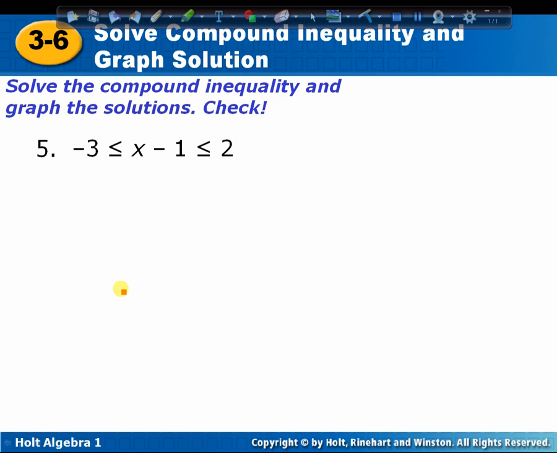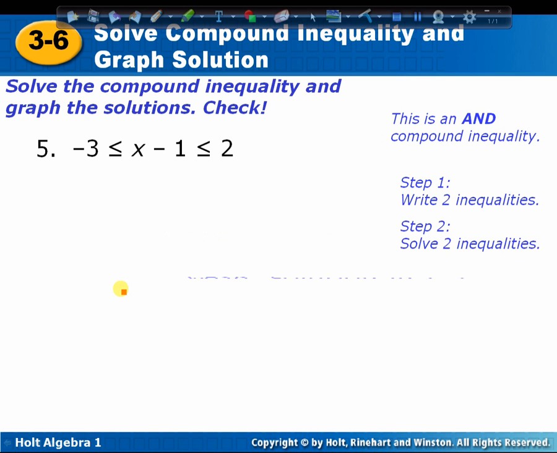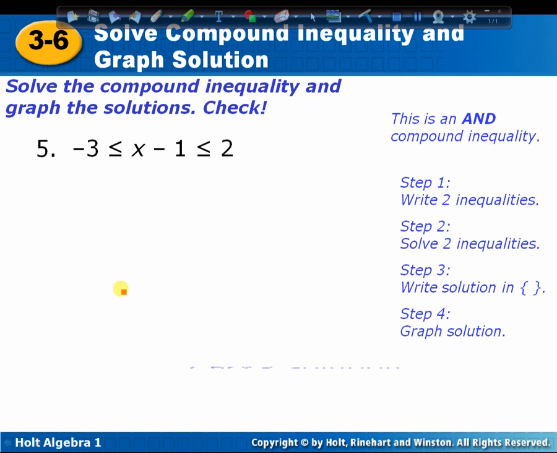So here's number 5. Go ahead and write that one down. It says -3 is less than or equal to x minus 1, which is less than or equal to 2. This one is an and because there is no word here, so we have to split it up into 2 inequalities. I'm going to go all the way from the very beginning until I hit the second inequality.